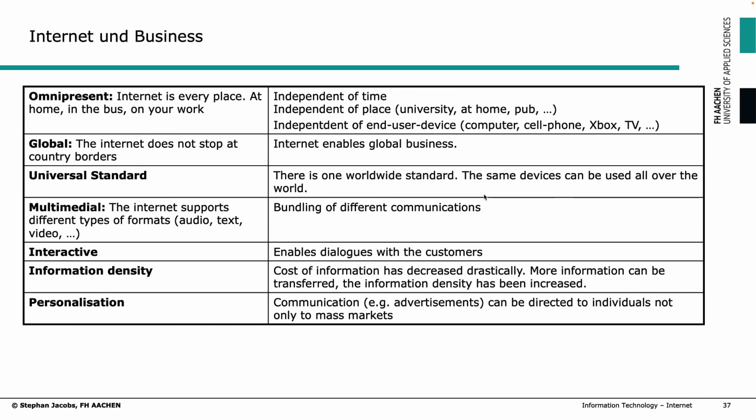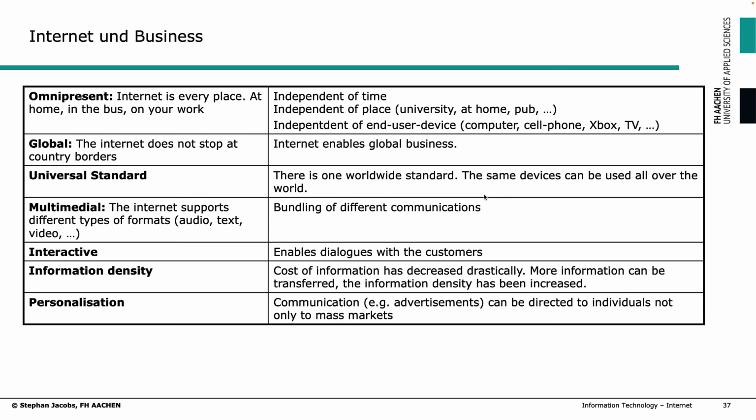Information density. As the networks have grown up and can transport more and more bits per second, more video and audio information can be transported. So the amount of information per second is increasing all the time.